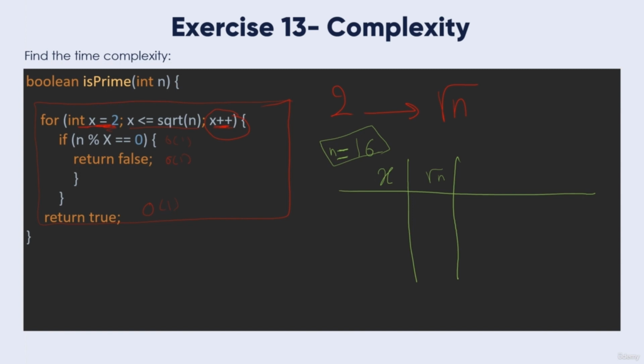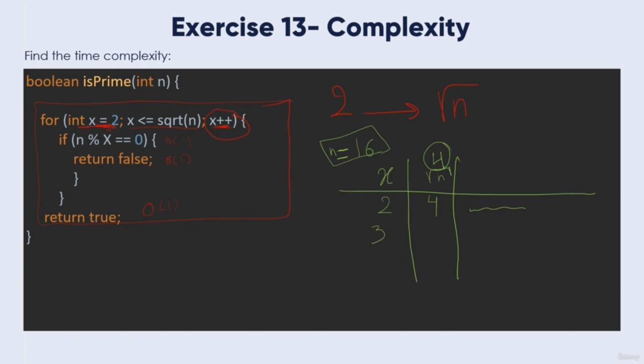We start the iteration. At the first iteration, x equal to 2. x less than or equal to square root of n. Square root of n would be equal to 4. Okay, so the square root of n is 4. 2 less than 4, yes. So go and execute this method, making the calculations. Okay. Now it finishes here. Increase x by 1, going up.